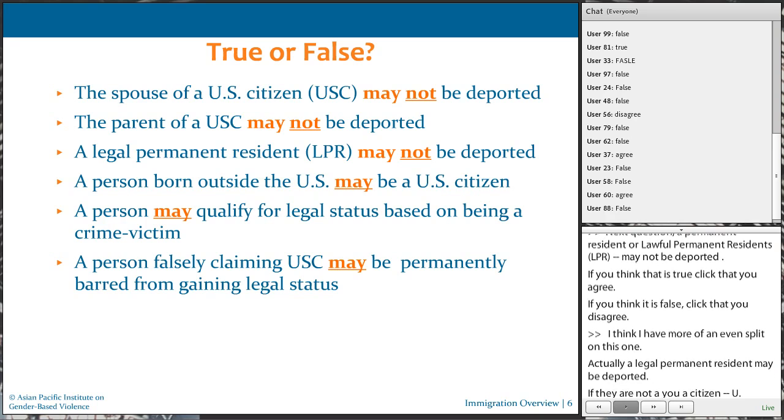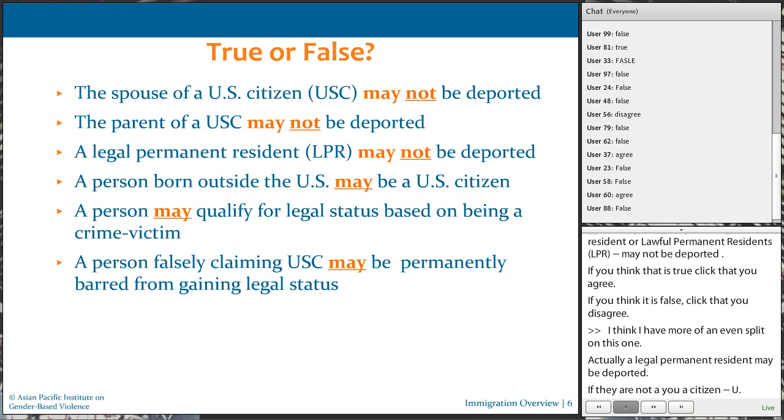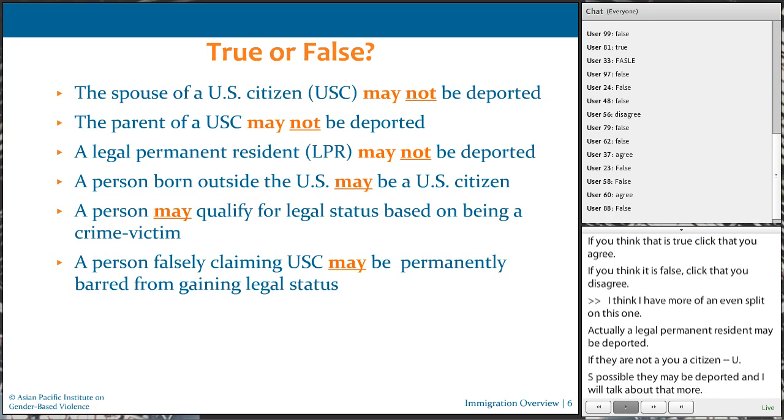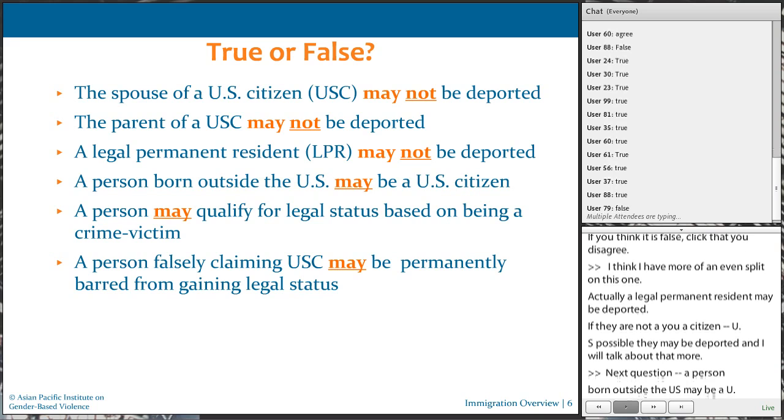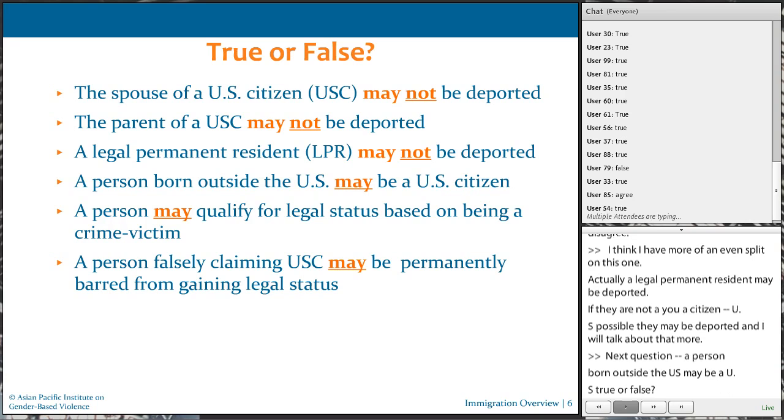Next question. A person born outside the U.S. may be a U.S. citizen. Is that true or false? If you think that's true, click on agree. If you think that's false, click disagree. A person born outside the United States may be a U.S. citizen.